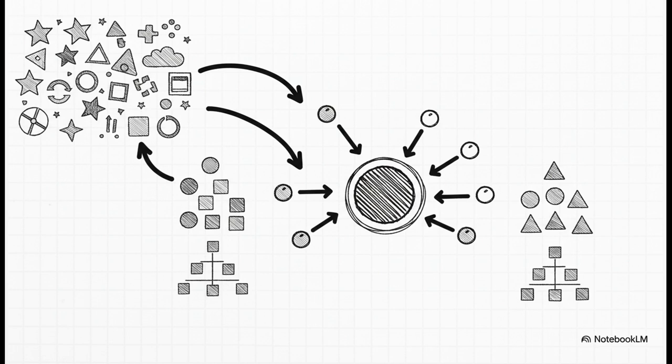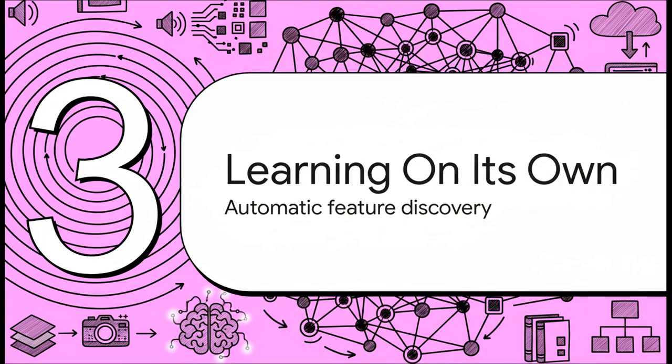Then, when it's time to make a prediction, we just let them all vote. All their individual mistakes tend to cancel each other out, and the collective wisdom of the crowd gives you an incredibly accurate and stable result. Now, everything we've talked about so far requires a human to step in and tell the model what features to even pay attention to.